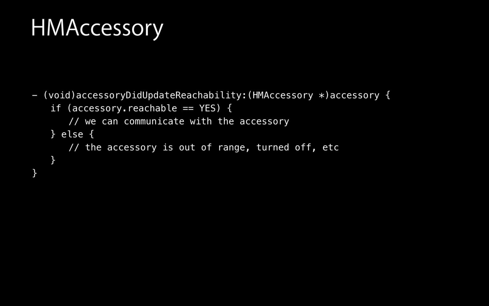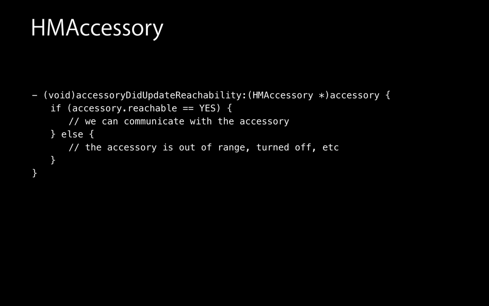In this case, this callback will be given to your application to let you know when that reachability changes. So you might start out with an accessory that is not reachable, and then for some reason it becomes reachable, you'll be notified, and then you can update the UI in your application to reflect that, so the user knows what's going on.